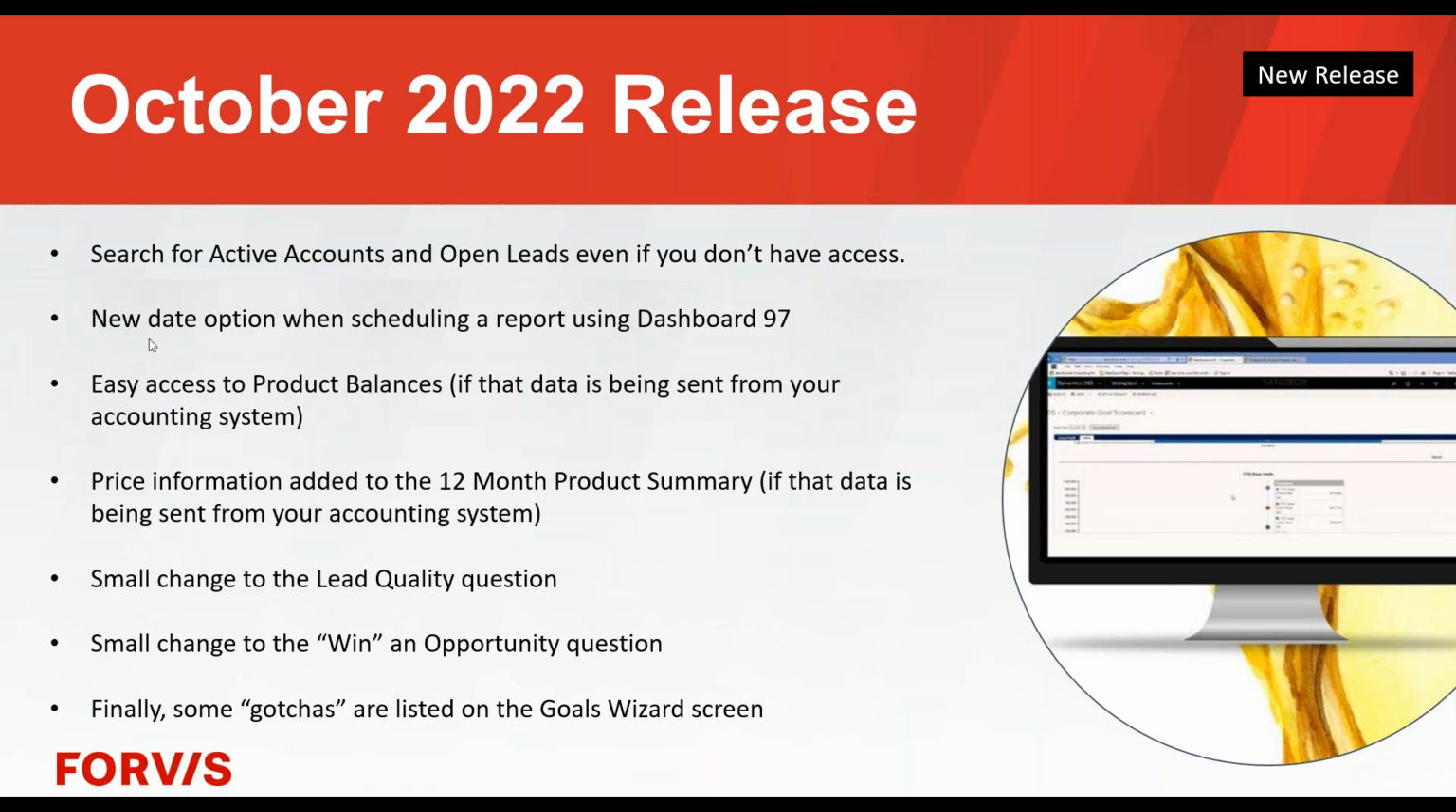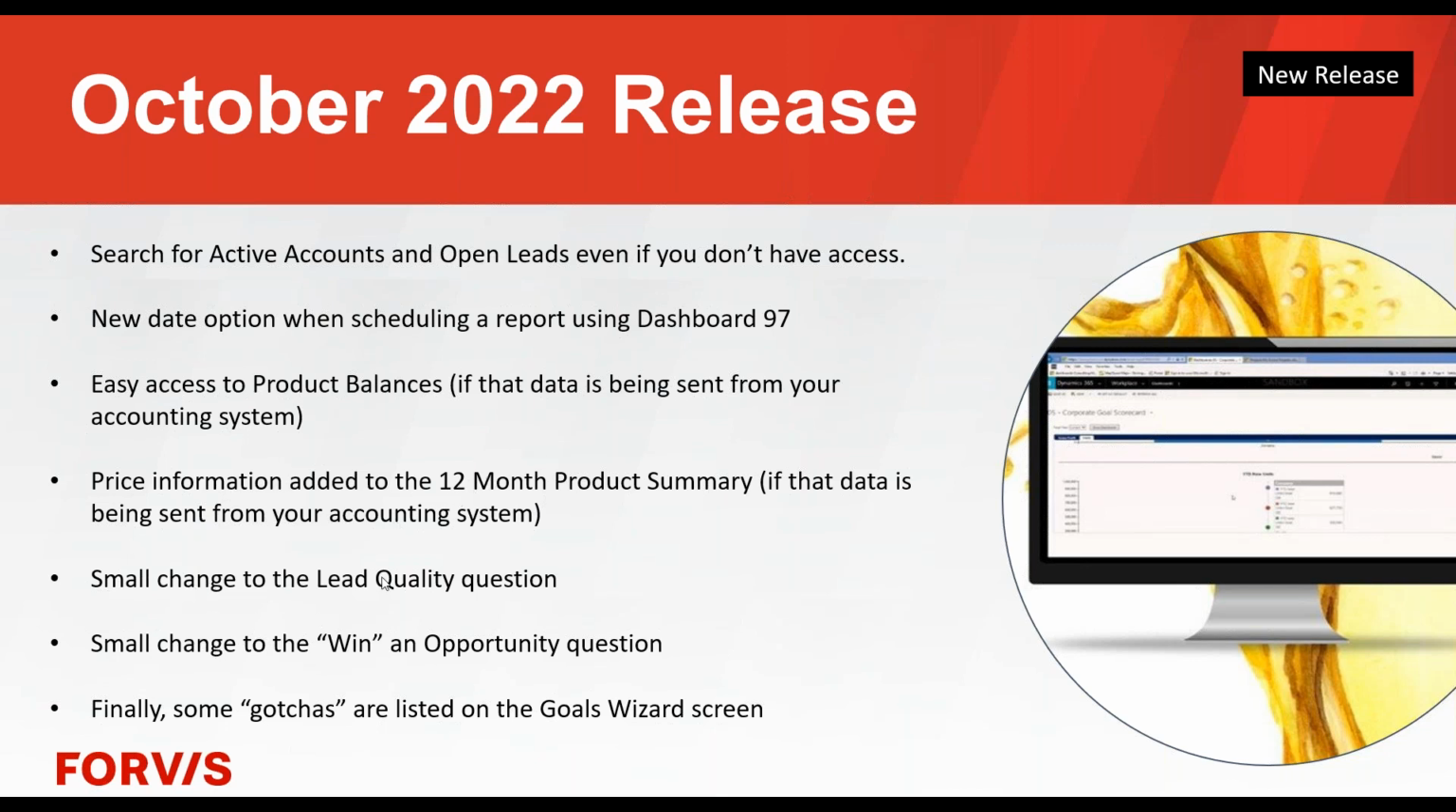Okay, a couple other things. If you schedule reports using Dashboard 97, a very popular feature in our system, we now are going to allow you to enter a specific date range when you do that, and I'll demonstrate that. For those of you who are sending product balance information from your accounting system, we're going to give you easy access to see that data. We've added some price information to the very popular 12-month product summary screen that you see on the account form.